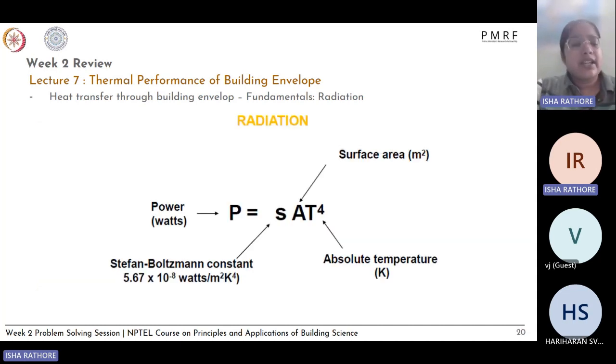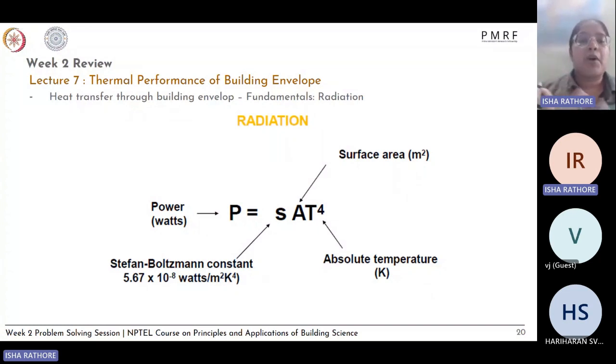For radiation, the equation is power, which is in watts. So the heat transfer through radiation is also expressed in watts, similarly. Then we have the Stefan-Boltzmann constant, which is 5.67 times 10 to the power minus 8 watt per meter square Kelvin to the power 4. And this is also directly proportional to surface area and temperature to the power of 4. This temperature is actually absolute temperature. It is not the temperature difference, and this absolute temperature is expressed in Kelvin.